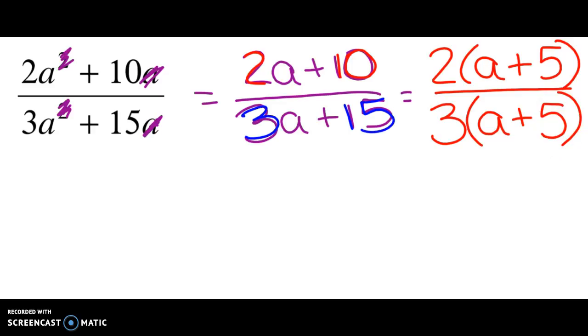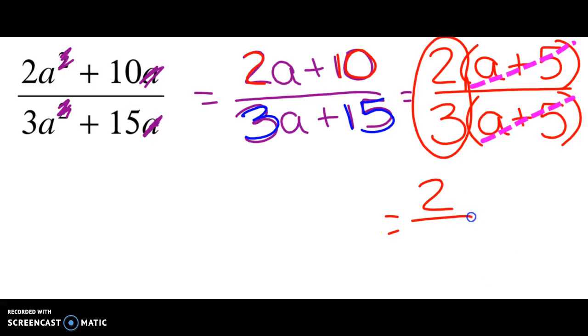Not quite done, but we can go and cancel out the A plus 5 and the A plus 5. Yes, you should cancel out from top to bottom. All right, and then what we're left with is 2 over 3. And that's your answer. 2 over 3 is it.